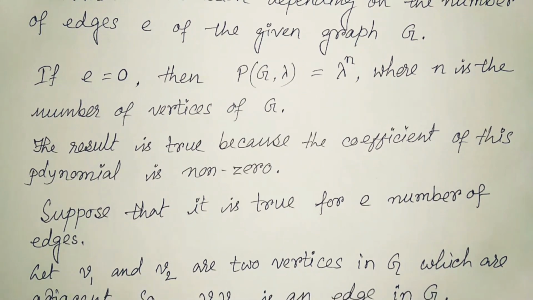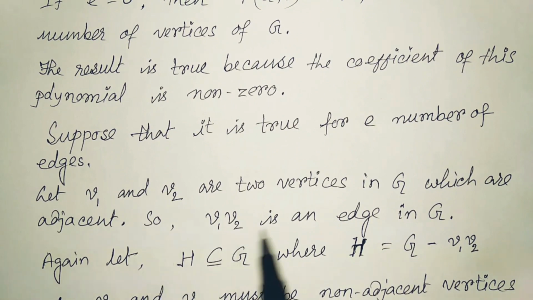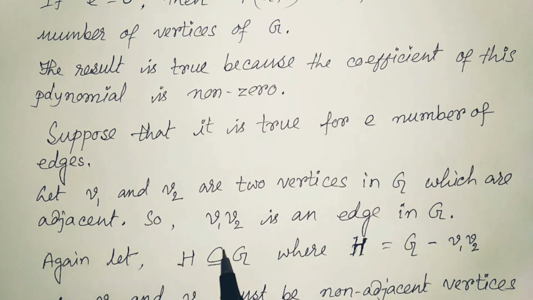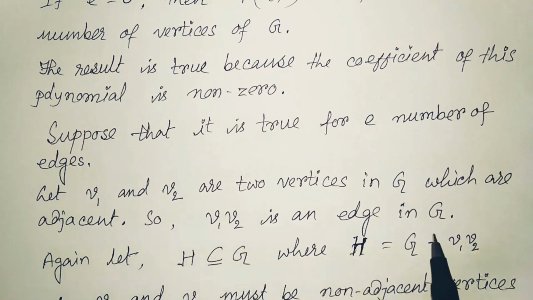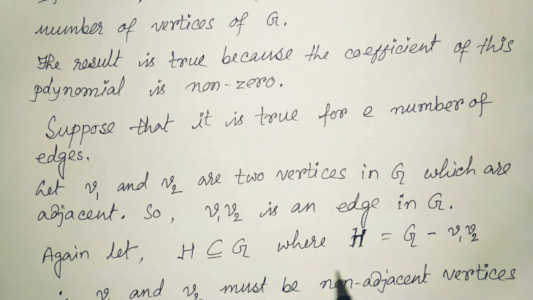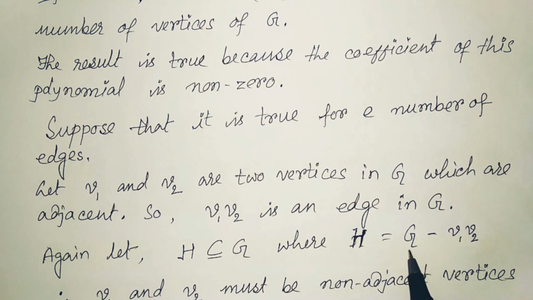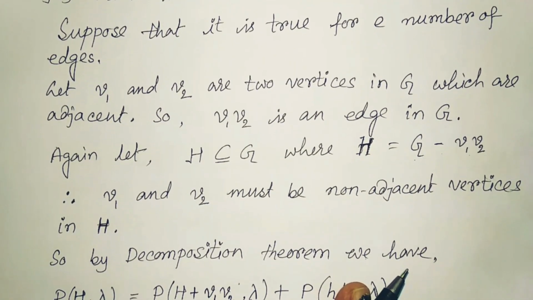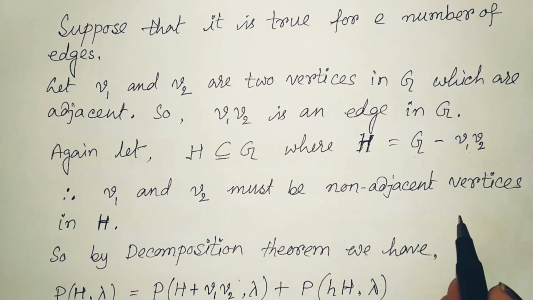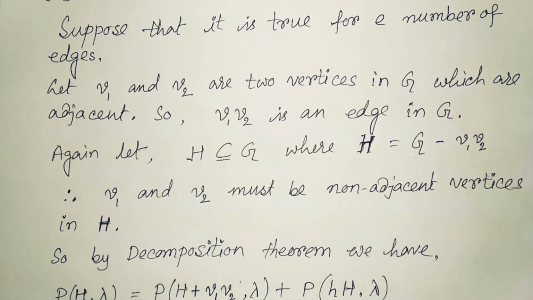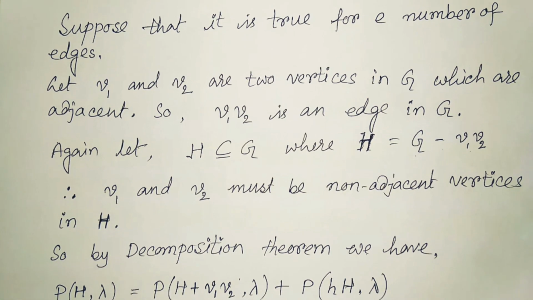Suppose that this is true for E number of edges. We just assume that the theorem is true for E number of edges. If V1 and V2 are two vertices in G which are adjacent, that means V1, V2 is an edge which exists in G. We consider a subgraph by removing that particular edge connecting the vertices V1, V2. So H is a subgraph of G, the same as G but excluding this particular edge. Therefore, V1 and V2 must be non-adjacent vertices in H. That is very obvious. If we remove the edge V1, V2, then V1, V2 are non-adjacent vertices and are part of H, the subgraph of G.